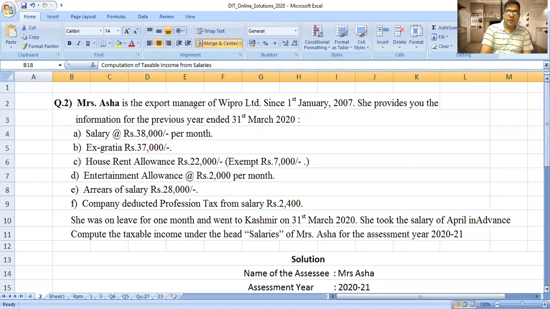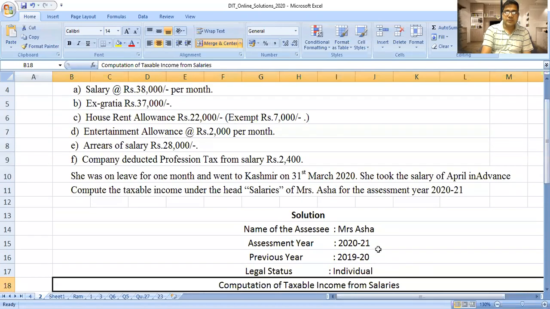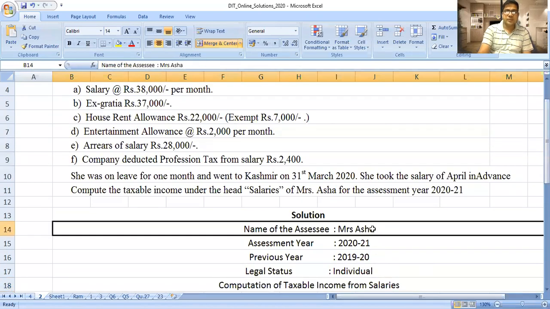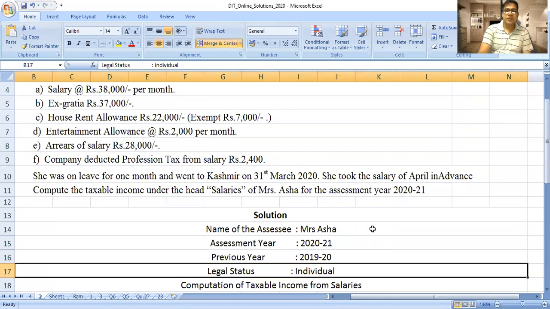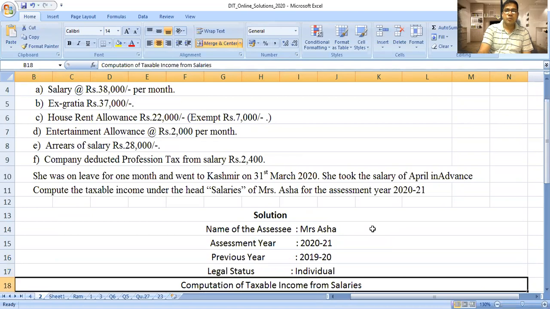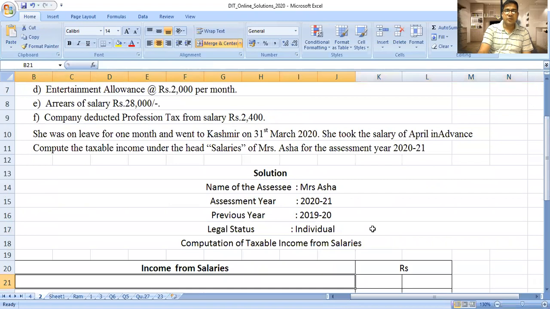So this is the problem that we are going to learn. Name of the assessee, Mrs. Asha. Assessment year 2020-21, previous year 2019-20, legal status individual. Computation of taxable income from salary. This is the head of income, salary. First, we have to write the income as basic salary.